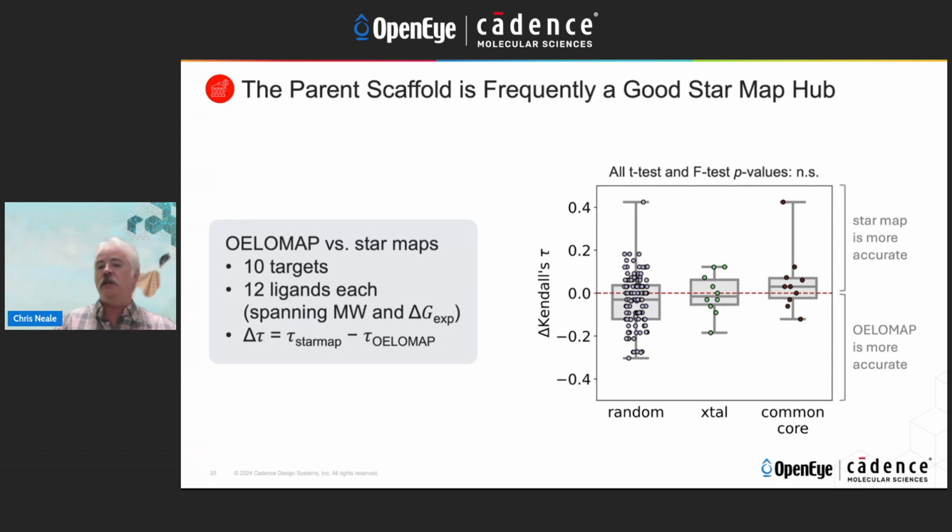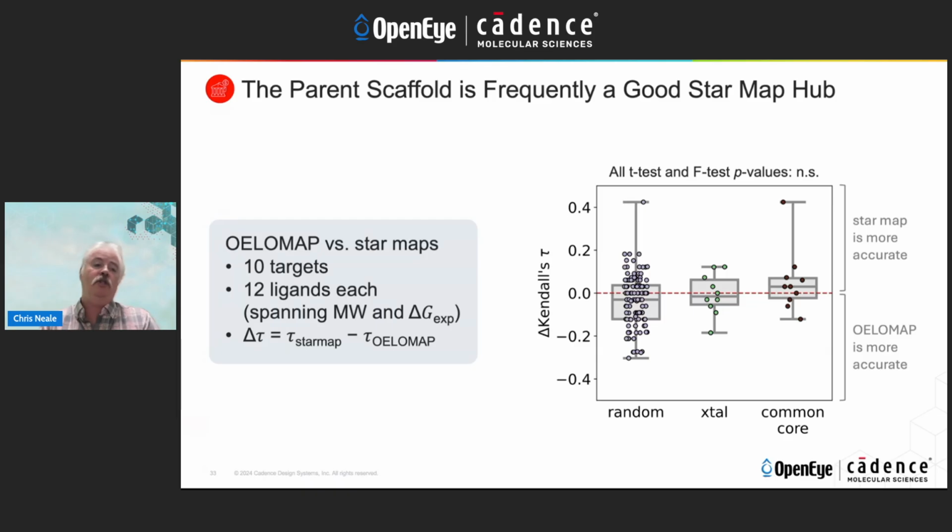In each case, I'm taking the Kendall's tau for one star map and I'm subtracting from it the Kendall's tau of OE low map, which is our default. There is only one OE low map per set of ligands. So larger than 0 is where the star map was more accurate than our default OE low map. Lower than 0 is OE low map being more accurate than the star map. And so it's this spread that's concerning, and also the fact that the median here is less than 0, meaning typically if you were just to pick a star map at random, you may get a slightly less accurate result.